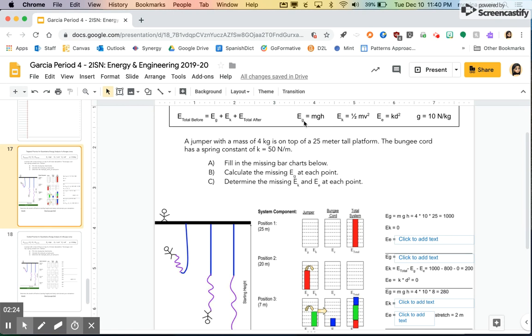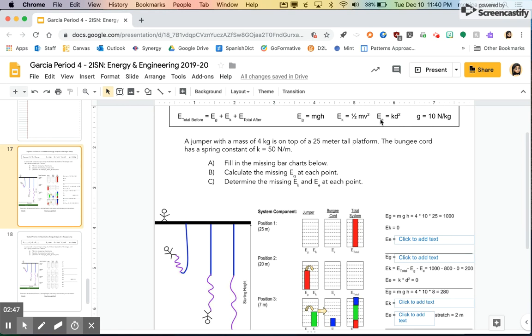The next equation is gravitational energy, which we've talked about plenty of times. We have mass times gravity times height. Then I give you the kinetic energy equation, which is half of the mass, 1/2 mv squared, right? Velocity squared.